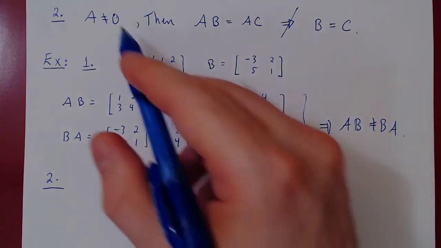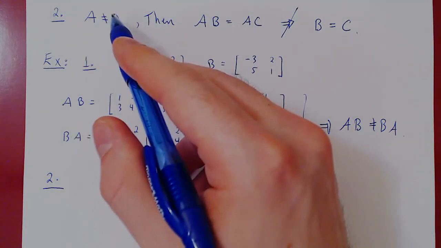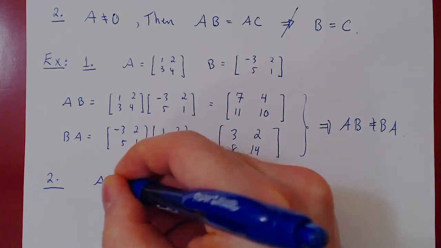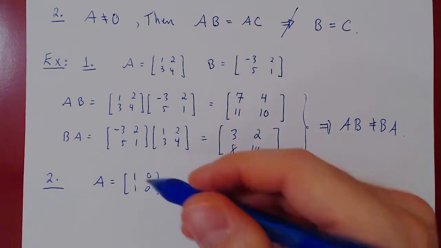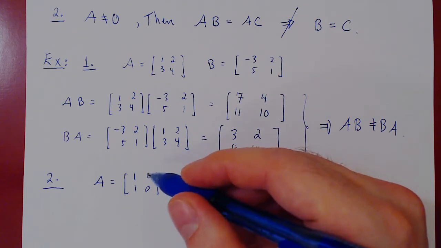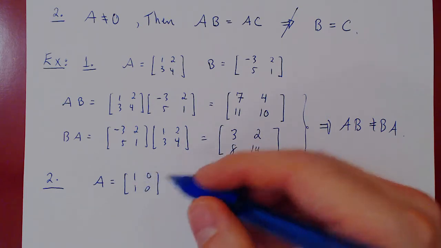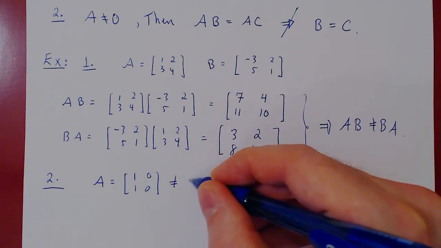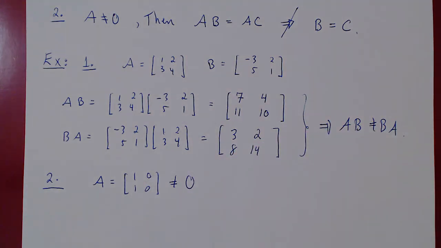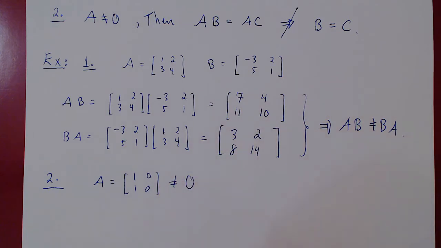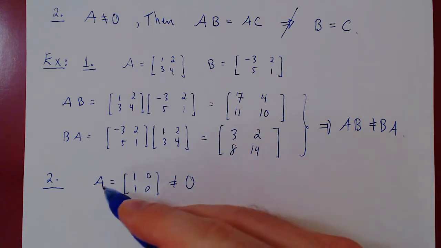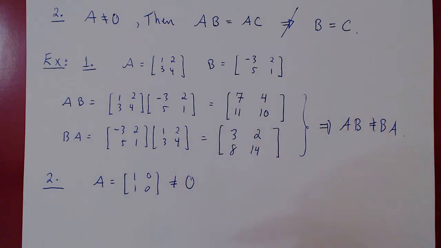So we need here a non-zero matrix for A. So we'll take the matrix 1, 0, 1, 0. Sure, both of these are zero entries, but these are not. And so A is not the zero matrix, which we write as a larger 0. Because the zero matrix is the matrix where every single entry would be 0. This is not the case, so A is not the zero matrix.